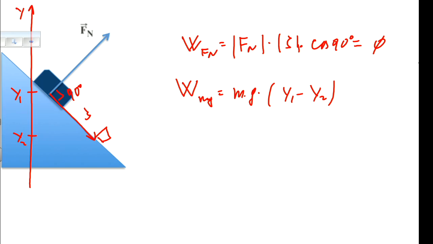Think. You have to stick to your reasoning. You don't have to change your mind only because someone tries to scare you. Of course, y initial is greater than y final. The difference is positive. The work done by gravity is positive.